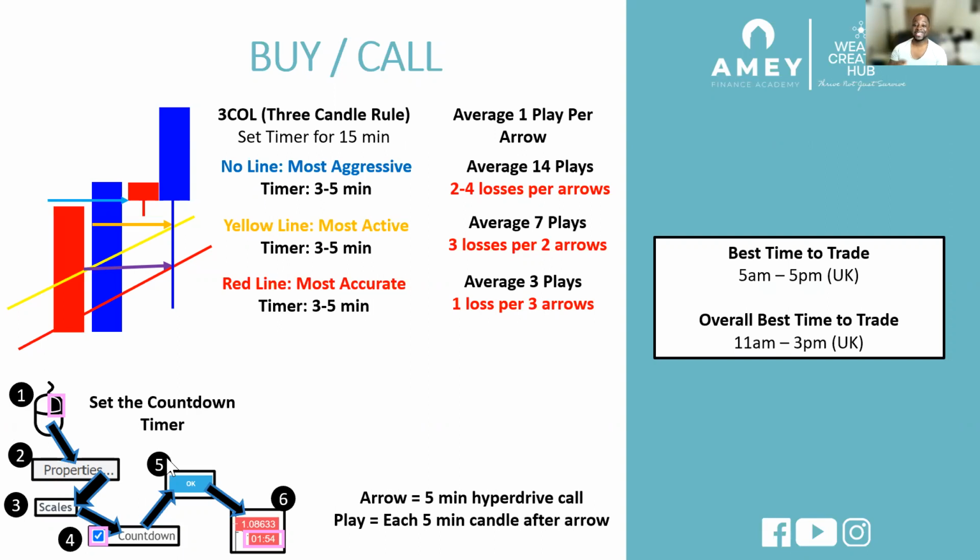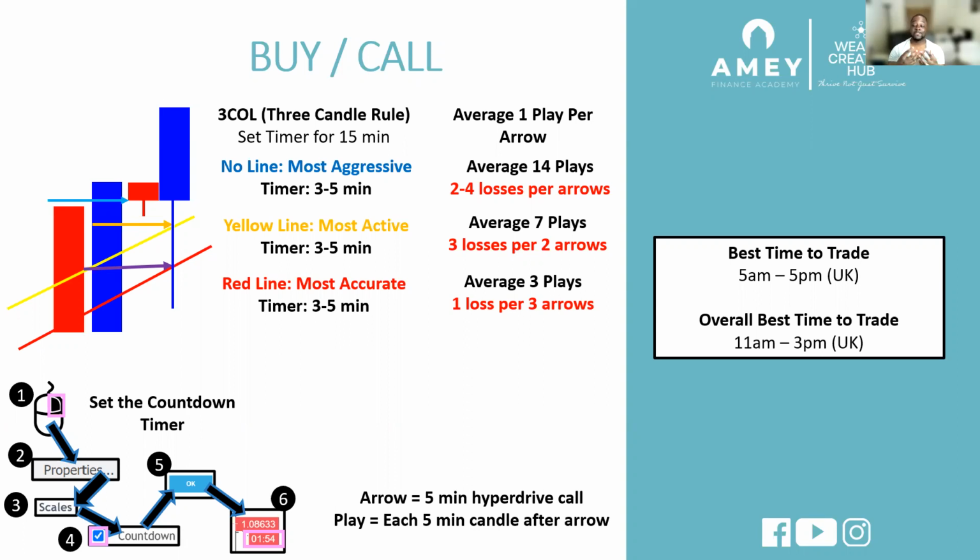Now, I always tell people to set the timer. By default, the timer is not set on the Delorean. To do that, you right-click anywhere on the white space of the TradingView platform or on the Delorean. Then you're going to select Properties and Scales. Then you're going to select the countdown, and then click on OK. And you have the countdown timer. I always advise you to have that because you need to know when the candle is closing, so you know if you've got enough time to go in.